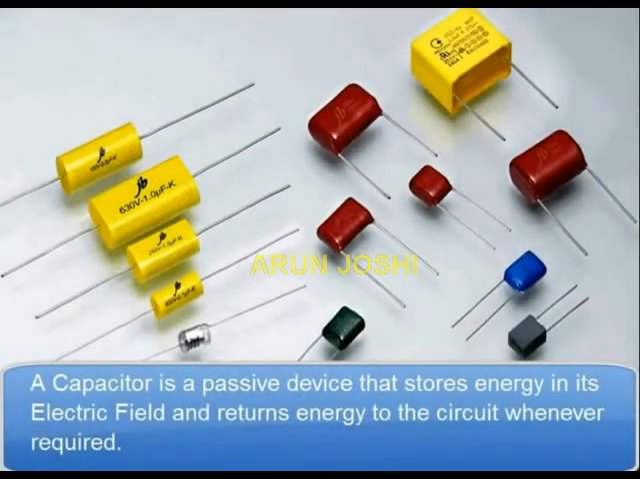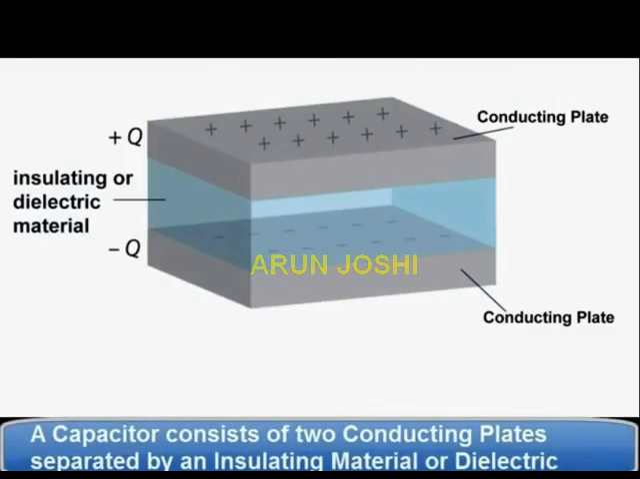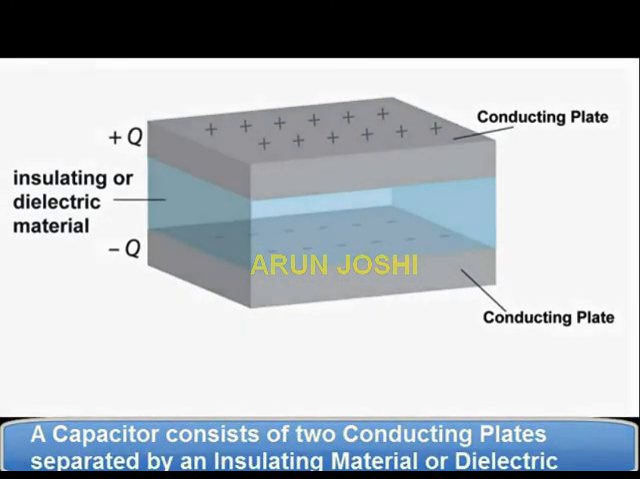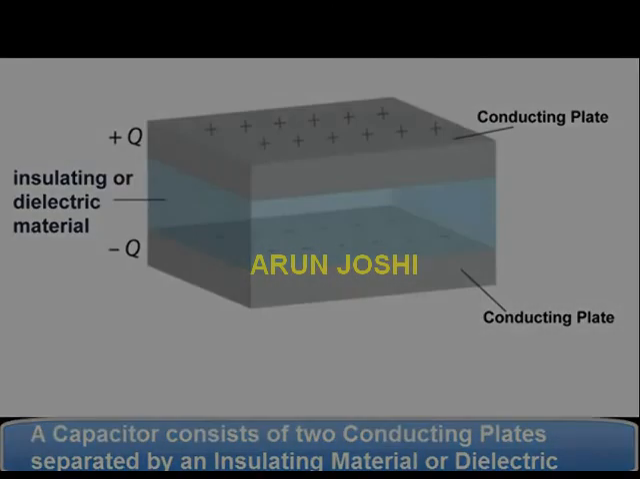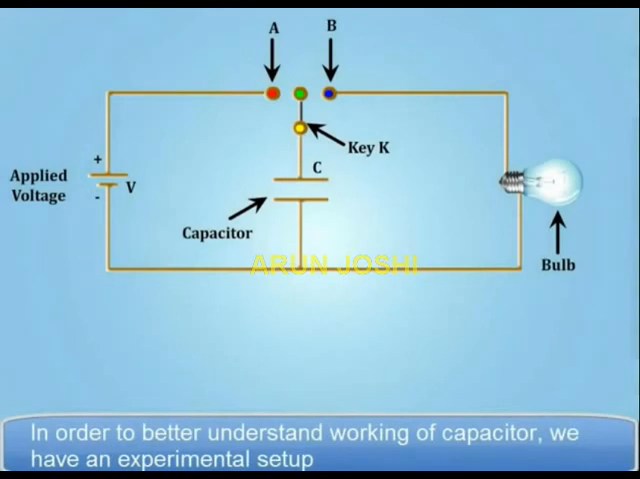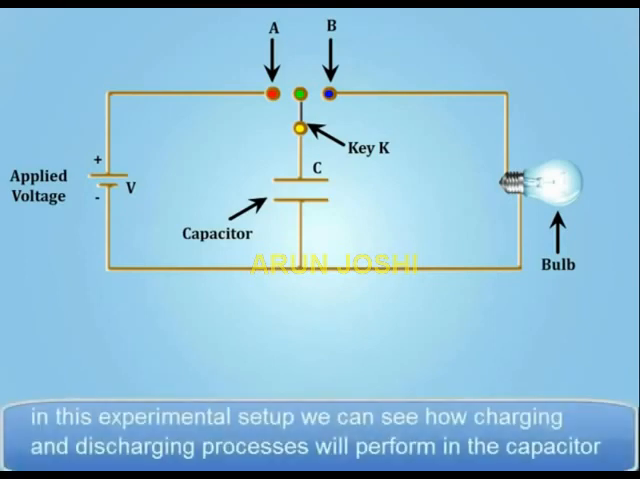We know a capacitor is a passive device that stores energy in its electric field and returns energy to the circuit whenever required. A capacitor consists of two conducting plates separated by an insulating material or dielectric. Now we are discussing the experimental setup. Here we will discuss the charging and discharging process.